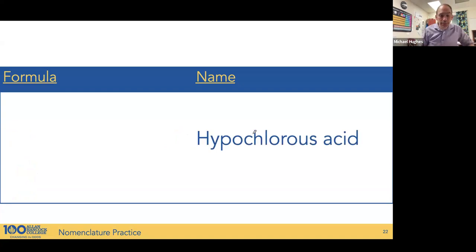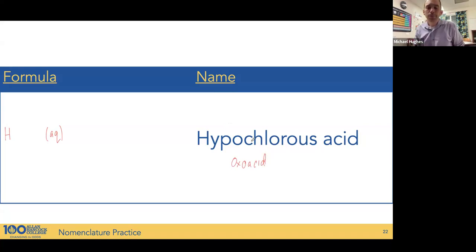Hypochlorous acid. So we have an acid, so we know that we're in acid nomenclature territory. It's going to start with an H. It's going to end with an aqueous. Does it start with hydro? Wait, not hydro, hypo. Hydro, are those the same? No, they're not the same. So it does not start with hydro. So that means it's an oxo acid.